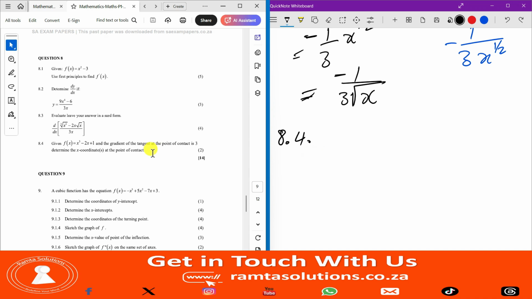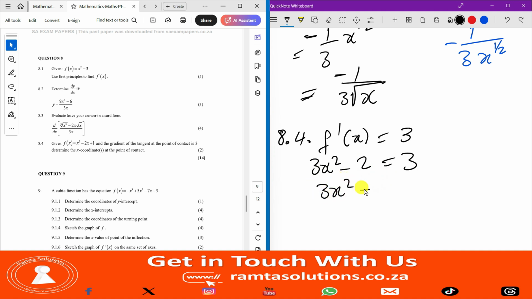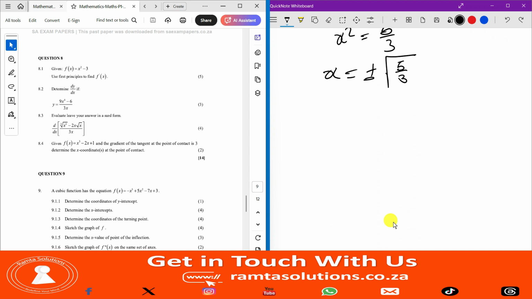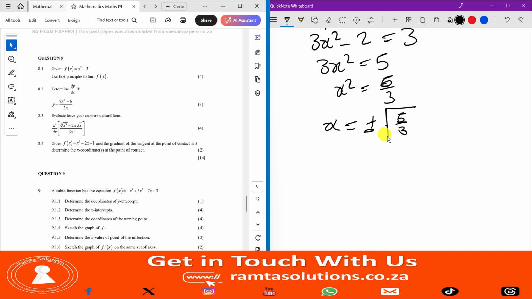So here they're saying the gradient is 3. So this means f prime x, guys, must be equal to 3. Okay, this is what it means. So what is f prime x? f prime x is 3x squared minus 2 equals 3. So what is this? 3x squared equals 5. x squared equals 5 over 3. Therefore, x equals plus minus square root of 5 over 3.